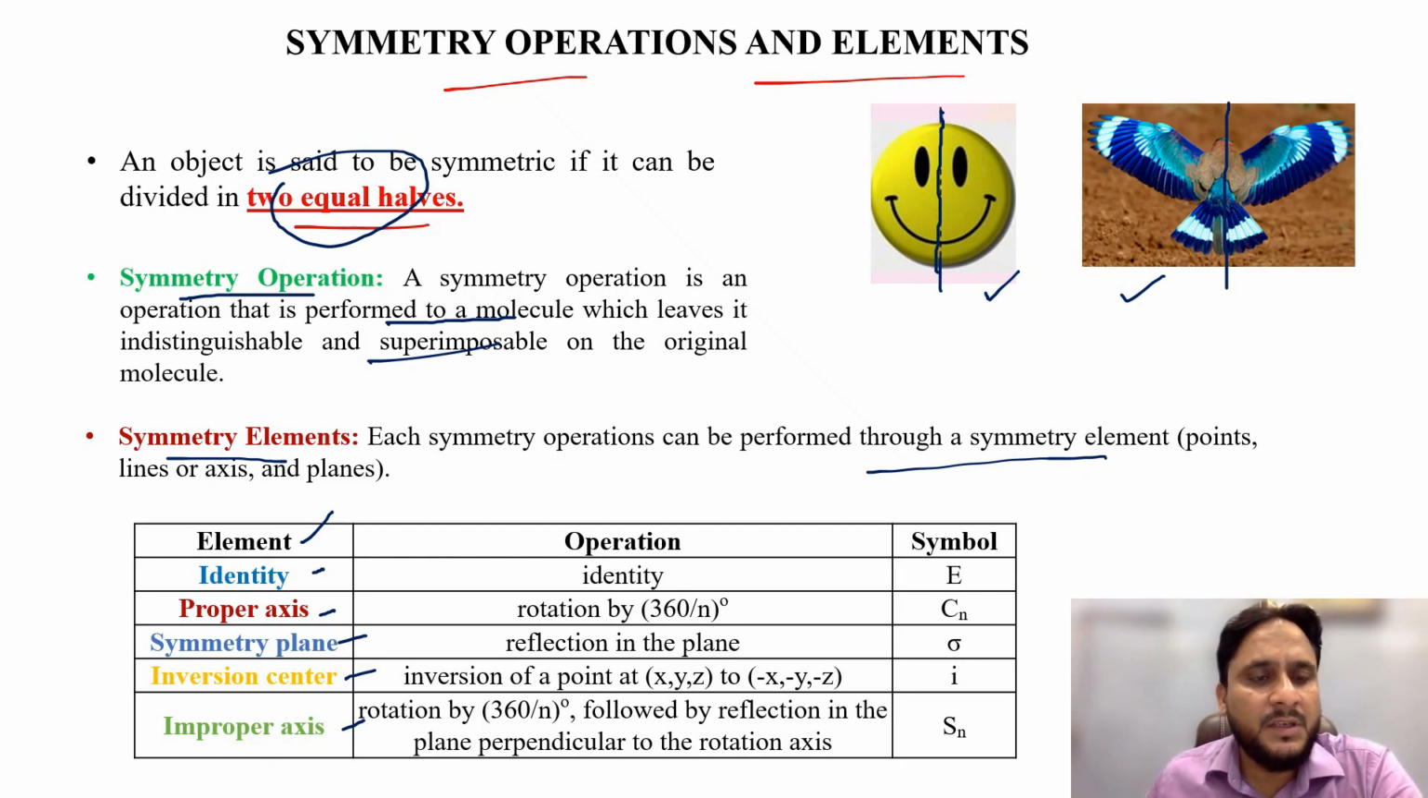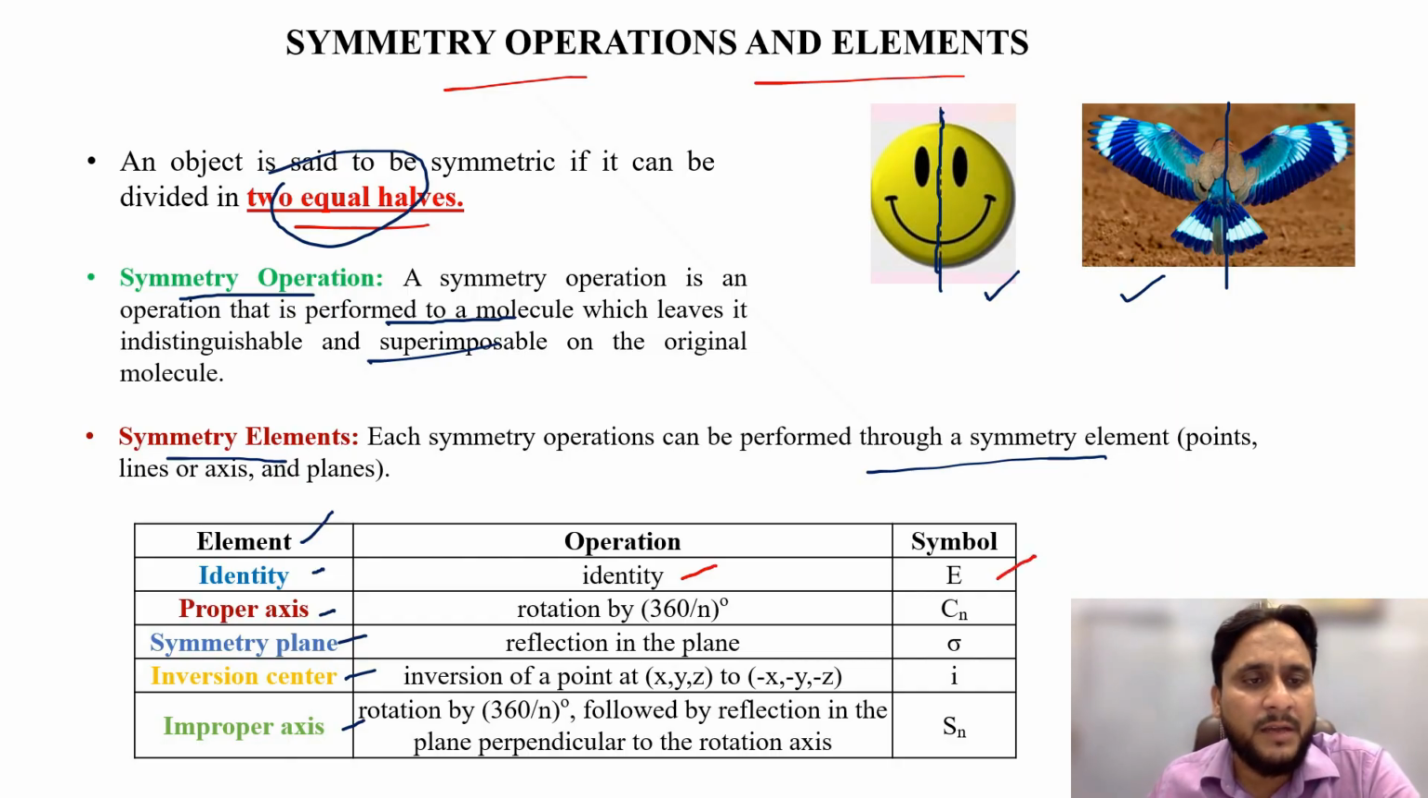I think with the help of examples it will be easier for you to understand the concept. So there are five symmetry elements: identity element, proper axis of rotation, symmetry plane, inversion center, and improper axis of rotation. With the identity element, the operation that can be performed is the identity operation. This operation is also called identity, and it is represented by a symbol E.